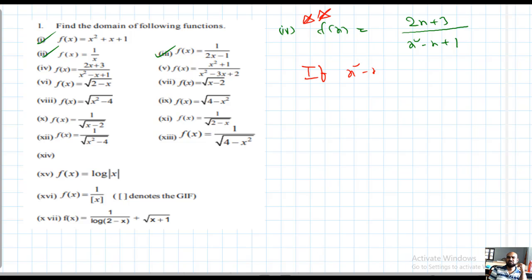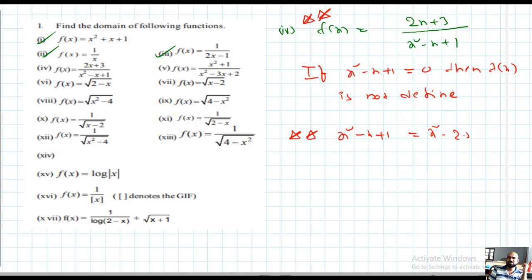If x square minus x plus 1 equal to 0, then f of x is not defined. First of all, we want to identify such x values. Means what values of x make x square minus x plus 1 equal to 0. Several times I explained in basic inequalities, x square minus x plus 1 can be written as x square minus 2 into x into 1 by 2 plus 1 by 4 minus 1 by 4 plus 1. What I did here: I multiplied and divided by 2, I added 1 by 4 and subtracted 1 by 4 because I want to make it a perfect square. x minus 1 by 2 whole square plus 3 by 4. So this is the expression.